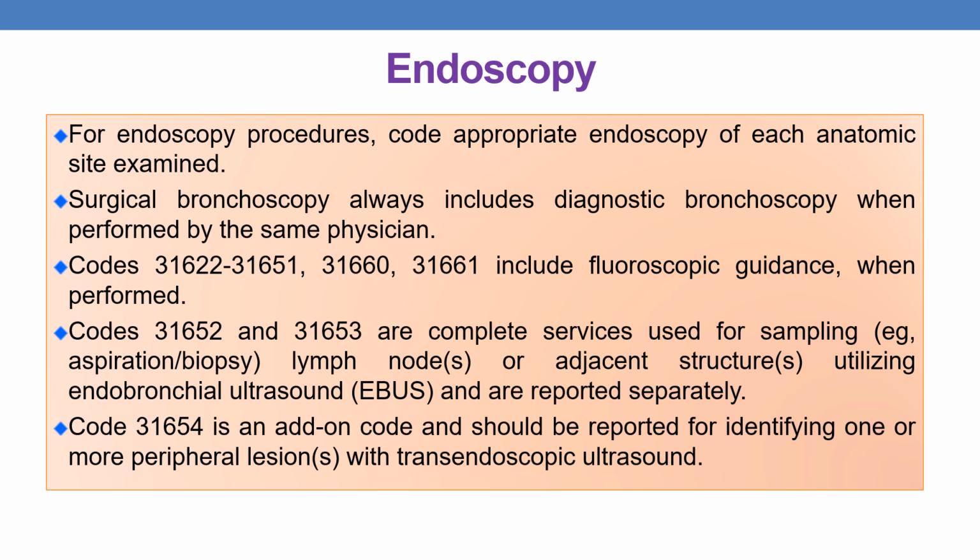And the codes 31622 to 31651 and also 31660, 31661, they include fluoroscopic guidance when performed. And the codes 31652 and 31653 are complete services used for sampling, for example, aspiration or biopsy, lymph node or adjacent structures utilizing endobronchial ultrasound, EBUS, and are reported separately. Next, code 31654 is an add-on code and should be reported to identify one or more peripheral lesions with transendoscopic ultrasound.